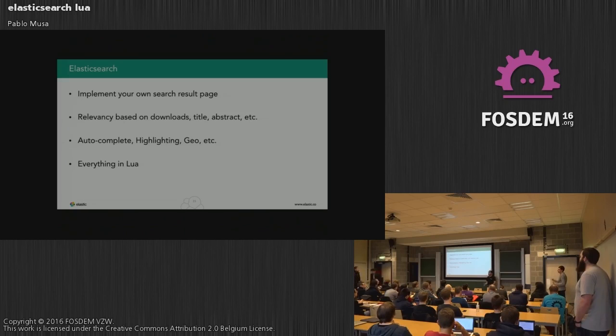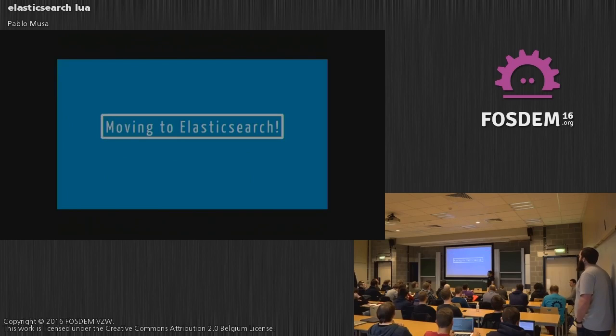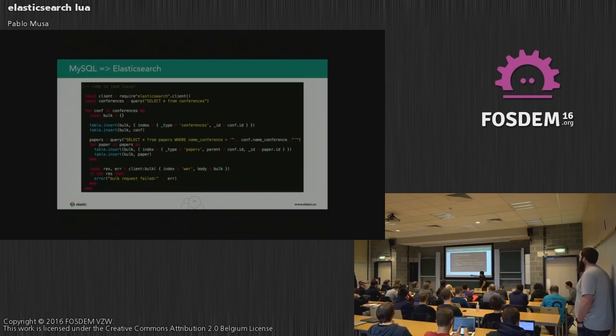I could change the relevancy. I could choose it. I could give more weight to title, abstract, downloads. I could implement autocomplete, highlighting, geo, anything I wanted for my application. And finally, everything would be in Lua. All right? So moving to Elasticsearch, how was it? So we got MySQL, and I needed to go into Elasticsearch. Not complicated.